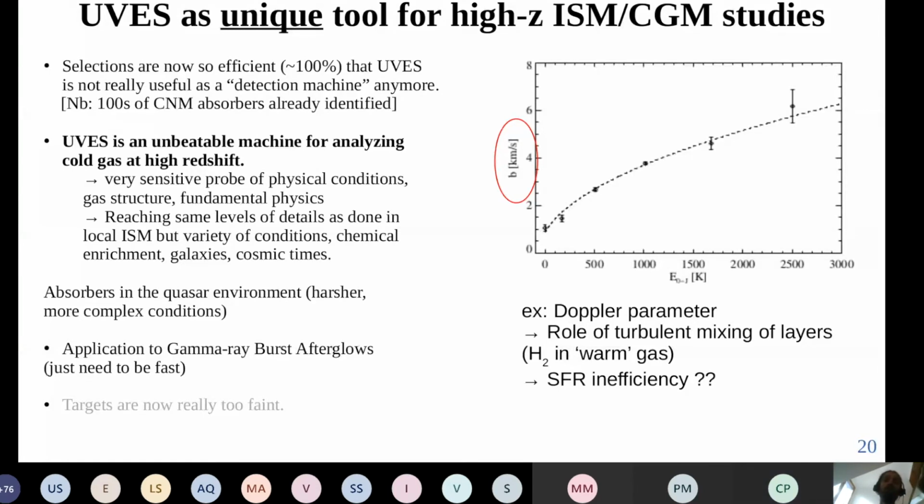So just to mention, I'm sorry if I'm a bit late, we can also go to the quasar environments where the conditions are more complex and the UV field is stronger, so it's harsher conditions. And of course, we can use gamma ray burst afterglows to probe the H2, but for this, you need to be fast. So this is one aspect I did not talk about.